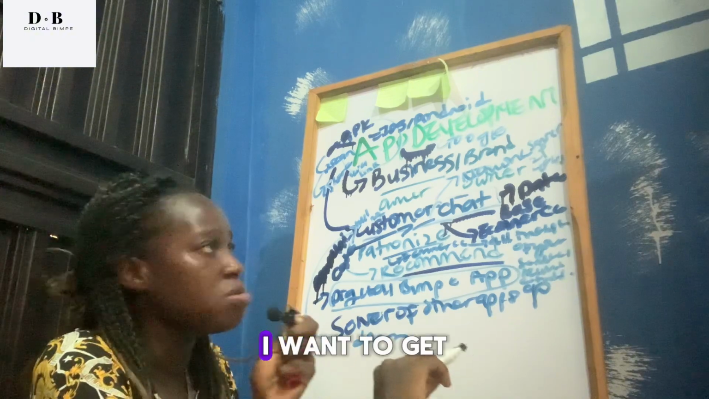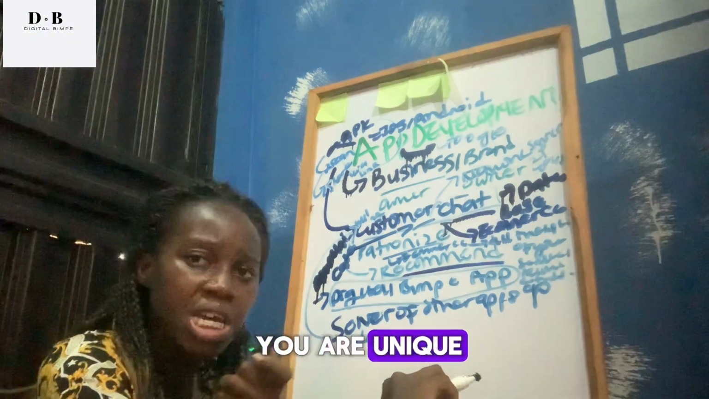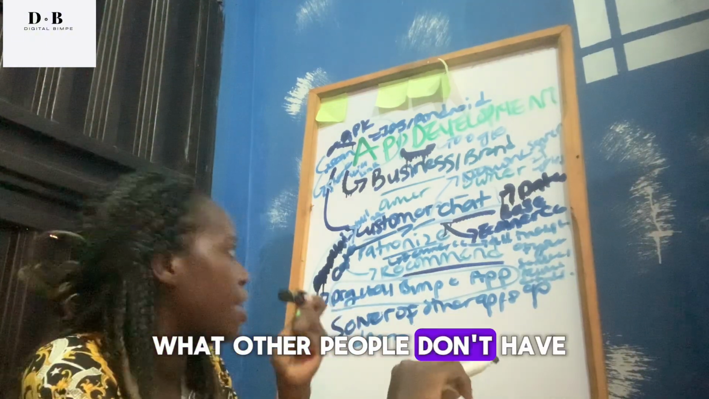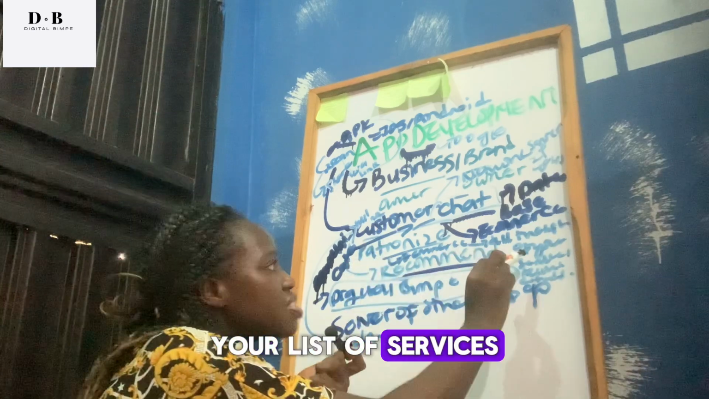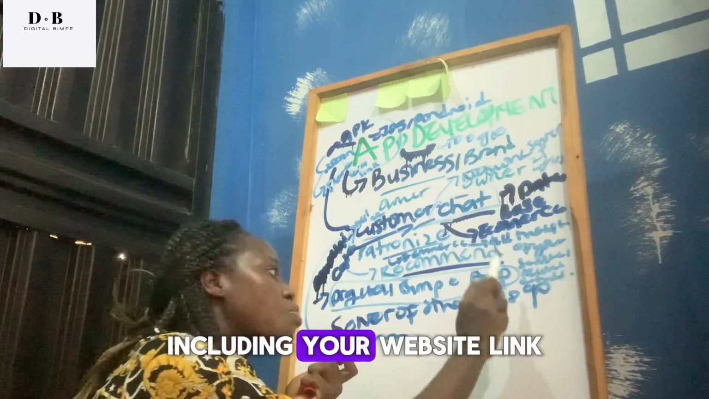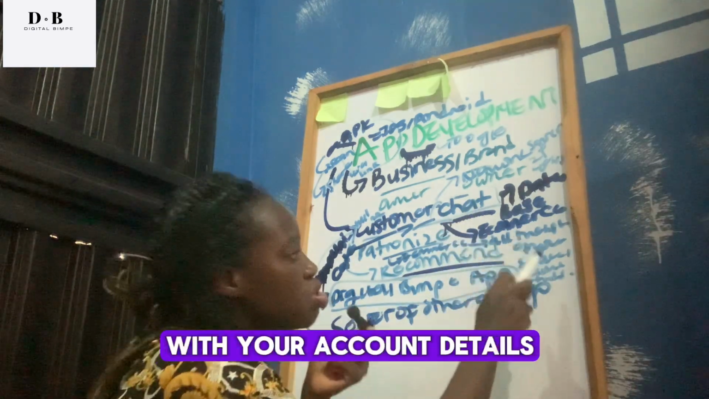People will be like, wow, I want to get to know you. You are unique. You have what other people don't have. So for patronizing, your list of services will be on that app, including your website link or your landing page or your blog link, with your account details.